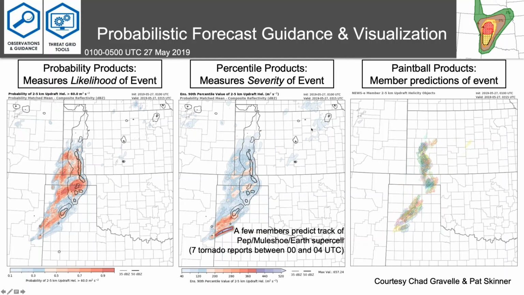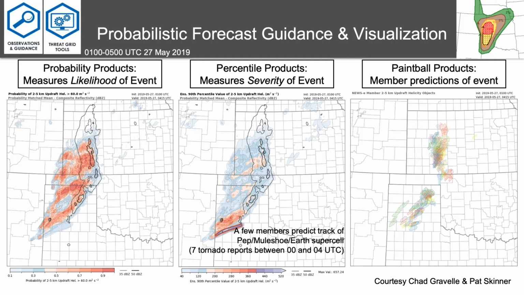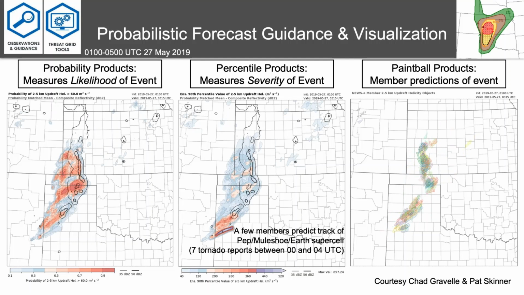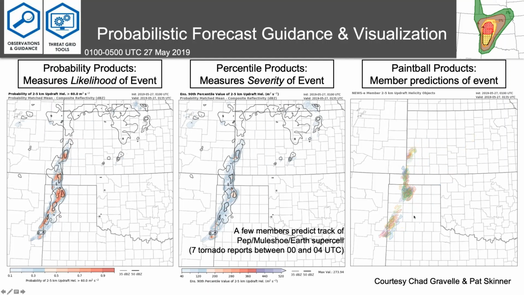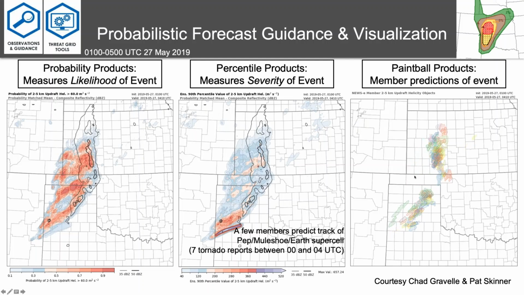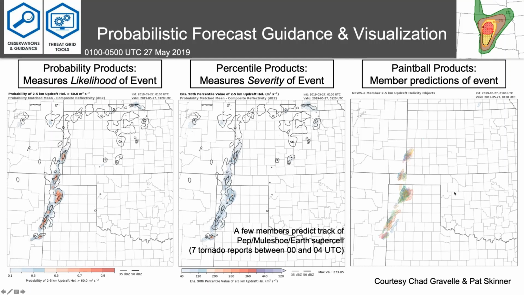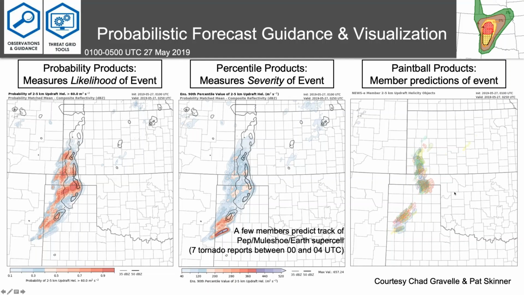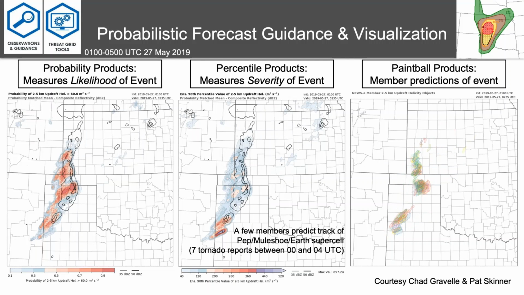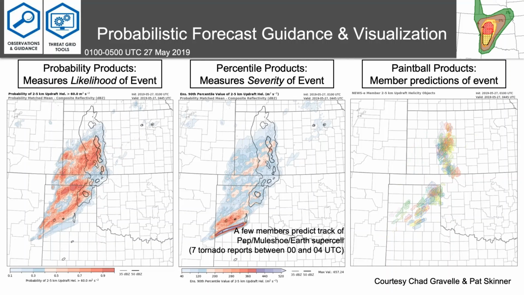On the right-hand side, we've got paintball products. This is a way that we can see the distribution of all 18 members. Warn-on-Forecast does have 18 members, and by looking at this product, we can look at the spread, the distribution, and the extent of agreement among members. Okay, so Pat now is going to give some background on what the website looks like and give an example of an event from just the past week or so.